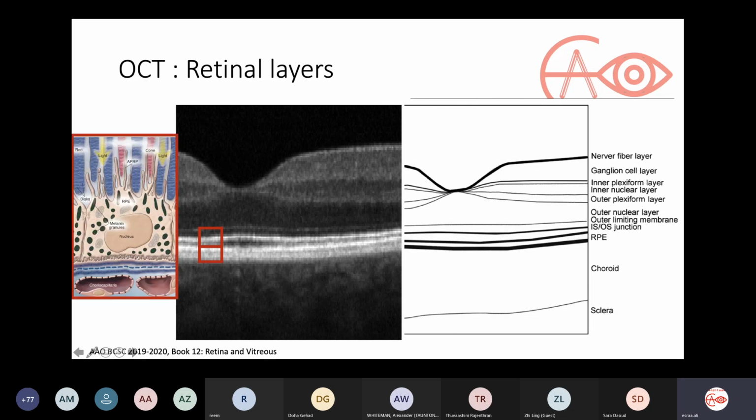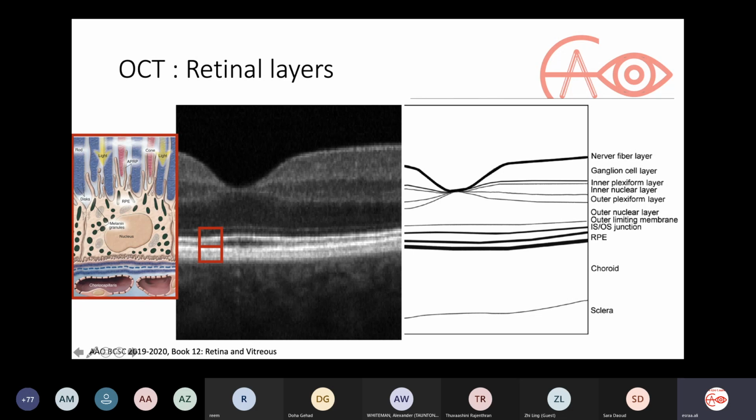So the first 2 lines here: the lower one is the base of the RPE, and the upper one is the upper edge of the RPE, which is called the interdigitation zone, because the upper edge of the retinal pigment epithelium consists of fingers like this, hugging the photoreceptors. So the first one is the base of the RPE, and this is the interdigitation zone, or the upper border of the RPE.